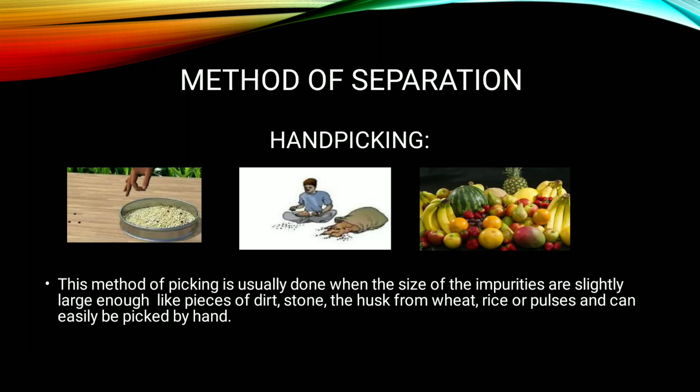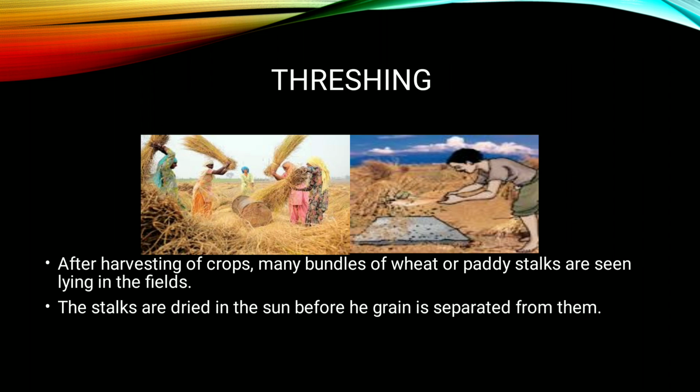Hand picking, as you all know, that we make use of hand picking if the particles are large enough and can easily be removed by hand. As you can see in this figure, they are making use of hand to remove husk, stone, or maybe separate the fruits.